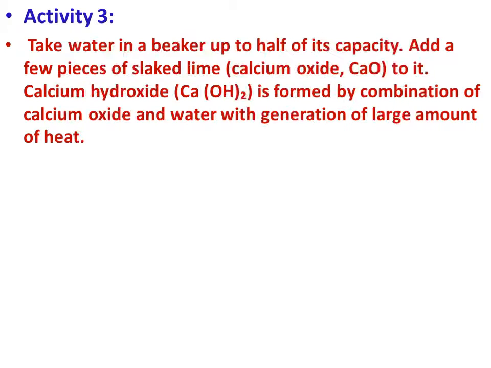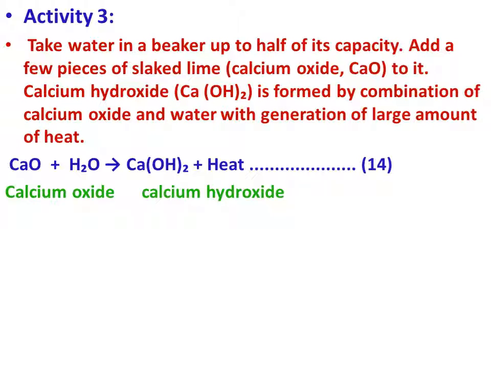Activity number 3. Take water in a beaker up to half of its capacity. Add a few pieces of slaked lime, calcium oxide, to it. Calcium hydroxide is formed by the combination of calcium oxide and water with generation of a large amount of heat. This is the equation: calcium oxide plus water, then the formation of calcium hydroxide plus heat. This is equation number 14.